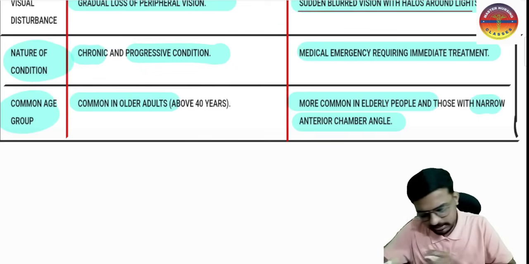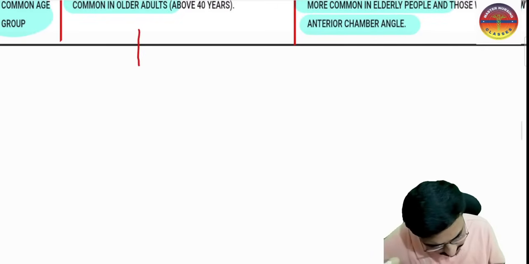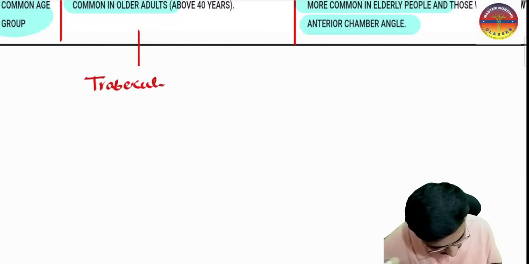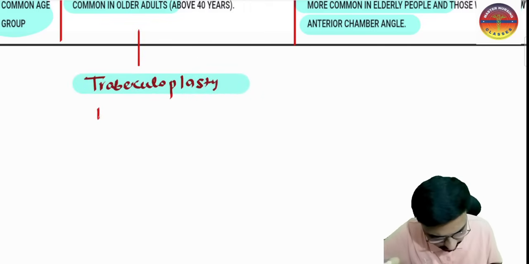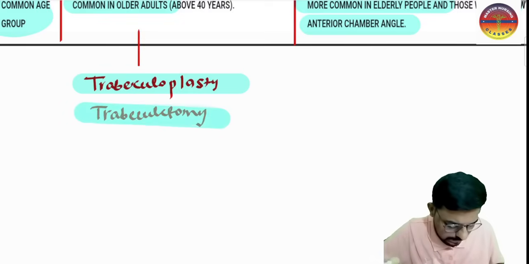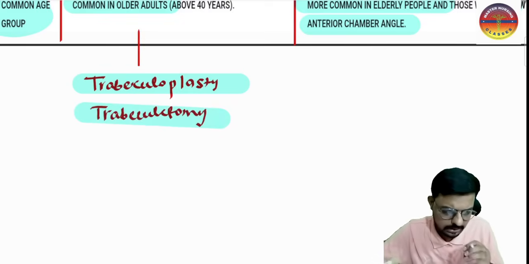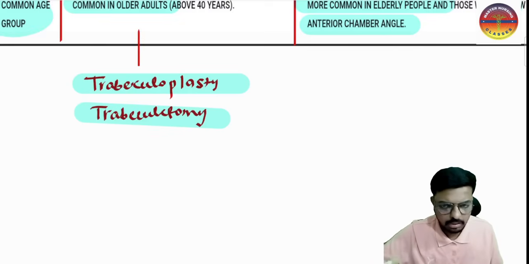Now you tell me, the trabecular meshwork problem is there in open angle glaucoma. So here we are going to do one surgery, which is trabeculoplasty, the repair of the trabecular meshwork. Otherwise, we can do trabeculotomy. Trabeculectomy also we can do, where the trabecular meshwork will be removed and a new channel will be created for the drainage of the aqueous humor. That is most important in open angle glaucoma.